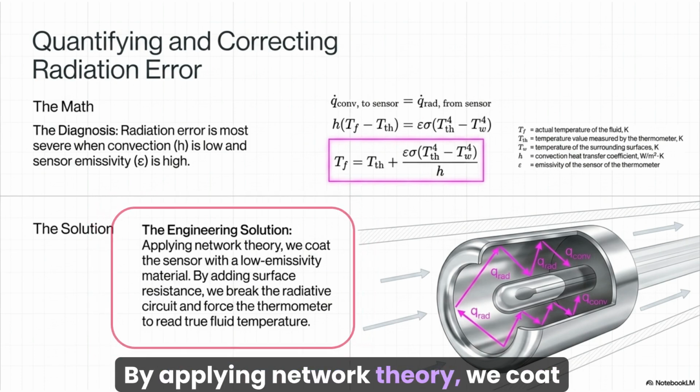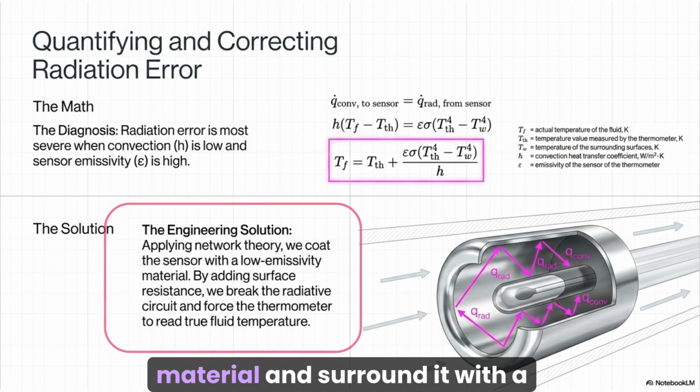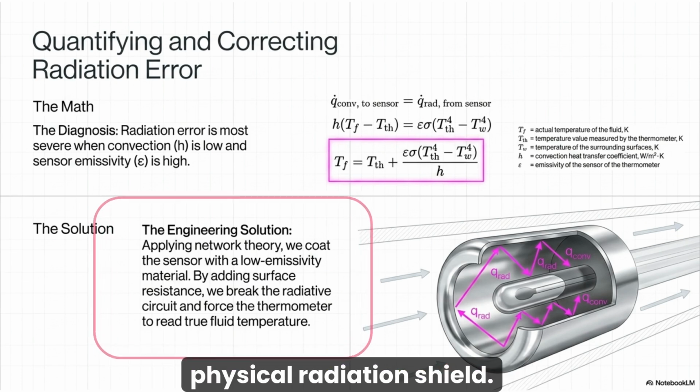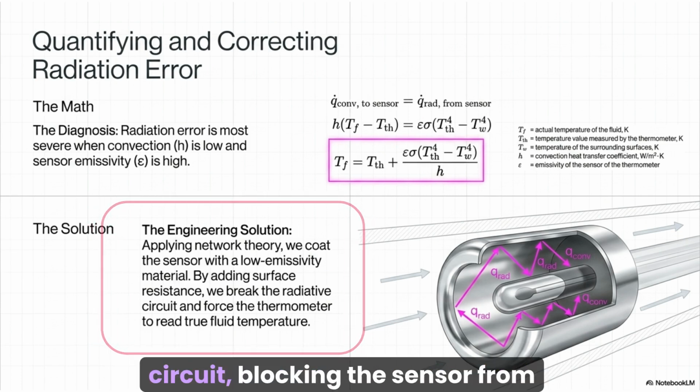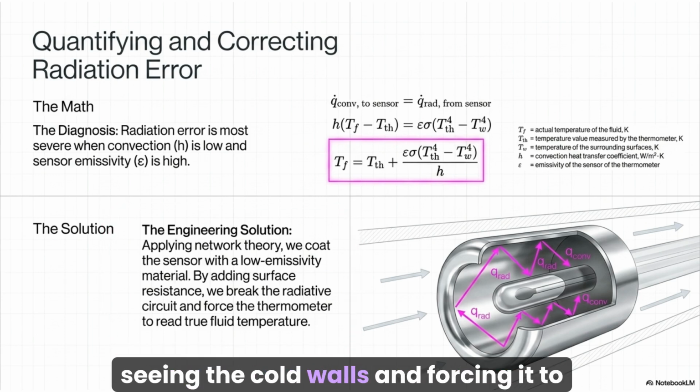By applying network theory, we coat the sensor with a low emissivity material and surround it with a physical radiation shield. This effectively breaks the radiative circuit, blocking the sensor from seeing the cold walls and forcing it to converge accurately on the true fluid temperature.